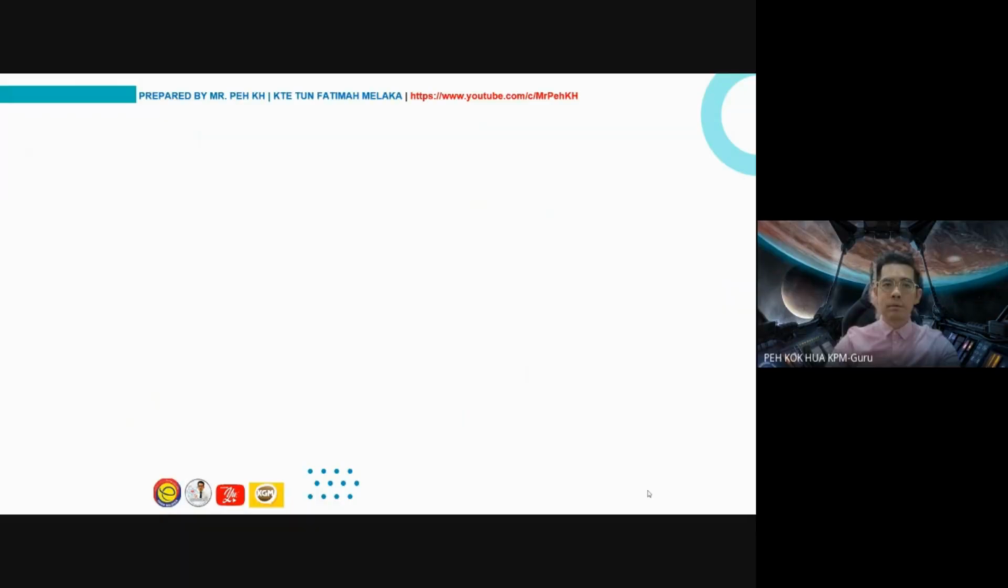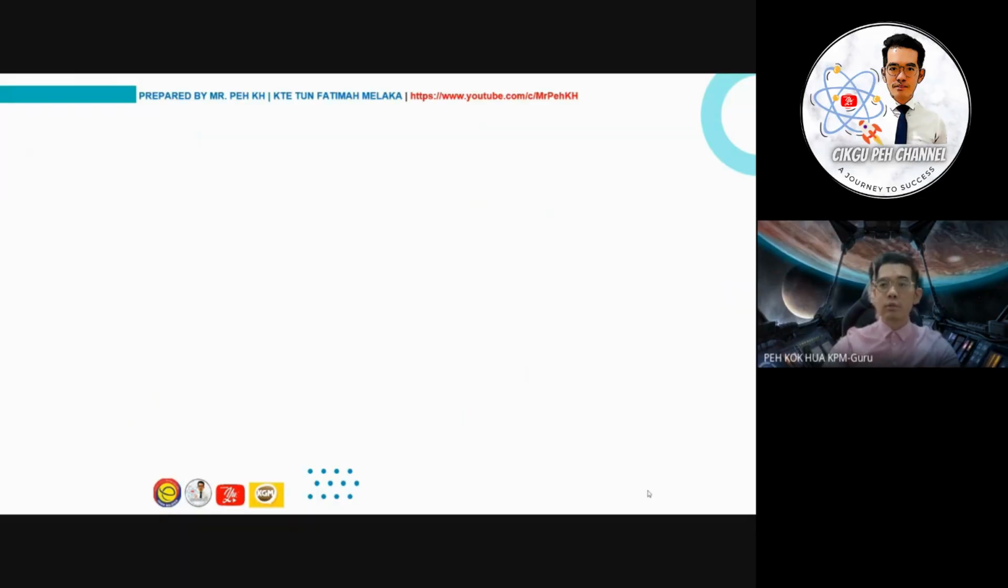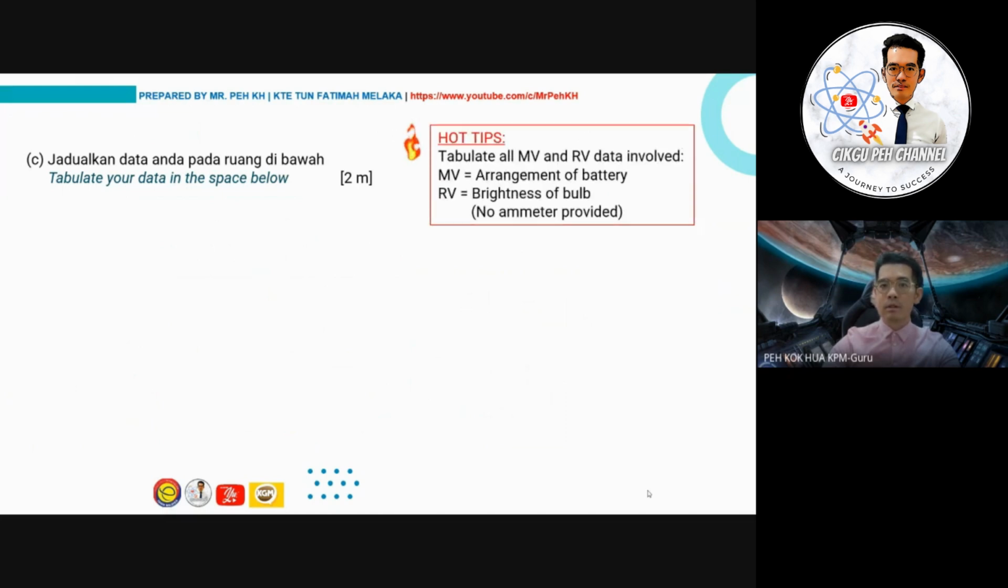Thank you. Welcome back. Now let us continue with the next question. Tabulate your data in the space below. After your experiment, you already know the relationship between the arrangement of the battery and the brightness of the bulb. For tabulation, basically you need to know all the data of MV and RV. Here our MV will be the arrangement of the battery and the RV will be the brightness of the bulb.